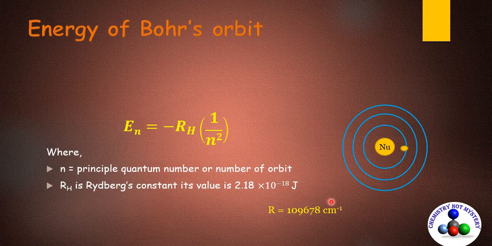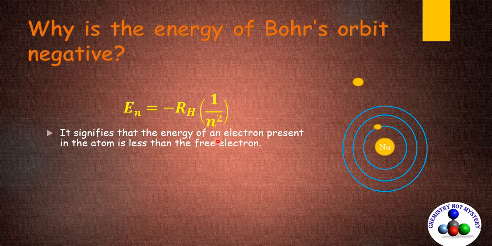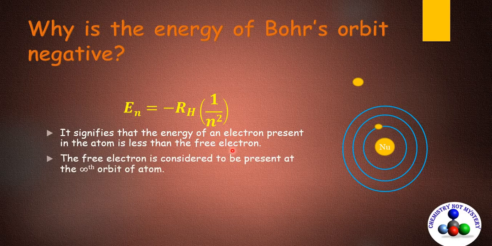One more thing we must have noticed here, that there is a negative sign in front of the energy. Let's see, why is the energy of Bohr's orbit negative? Negative sign signifies that the energy of an electron present in the atom is less than that of free electron. Because electron present in that atom is bound with the force of attraction of the nucleus, while free electron is free from any attractive forces.